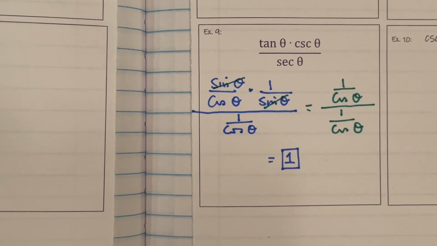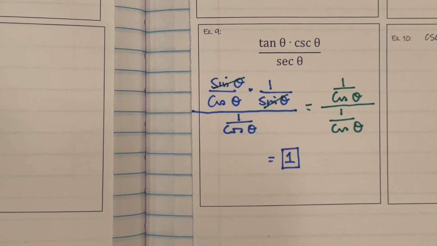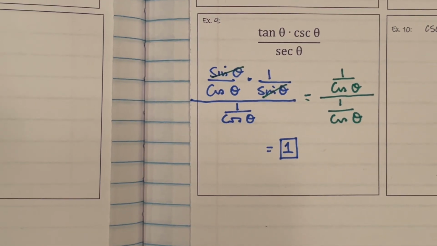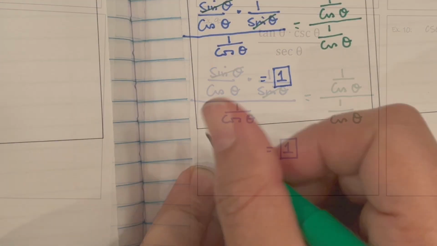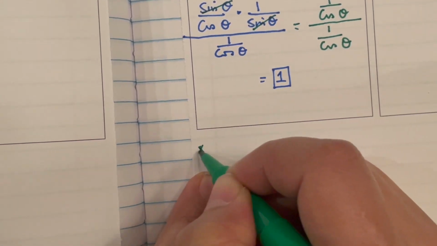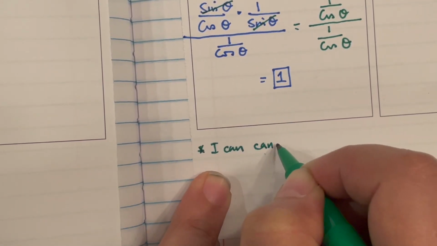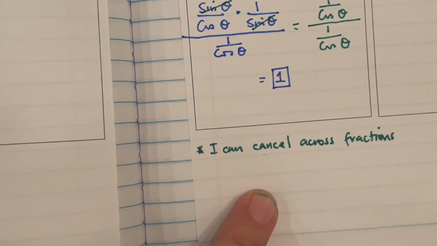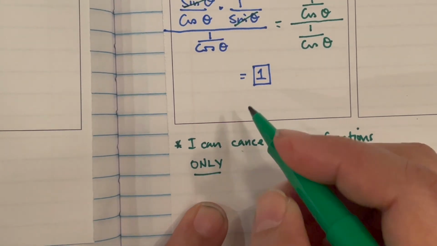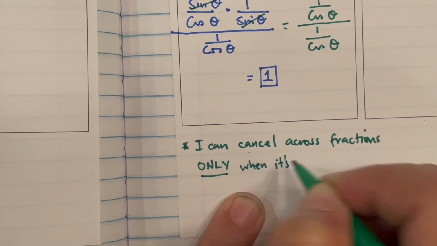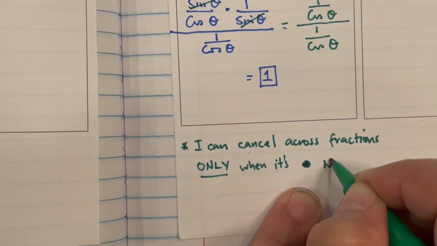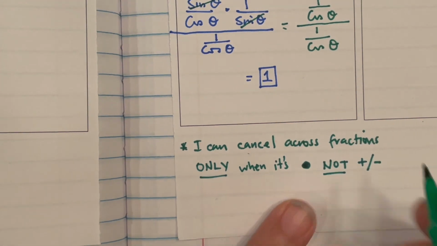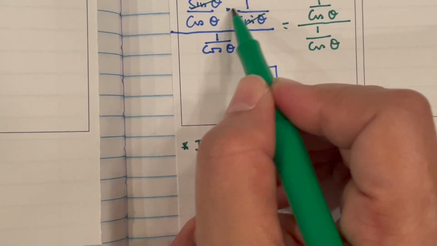All right, so let's just make a quick note because I keep doing it. I can cancel across fractions only when it's multiplication, not addition and subtraction. Okay, I'm going to say that again. Please write it down, highlight it, color it in, do something. Matter of fact, this is the listening check. Go ahead and color in what I'm writing right now, the whole thing. I can cancel across fractions only when it's multiplication, not adding or subtracting. Okay, very important. And that's it. Let's practice.